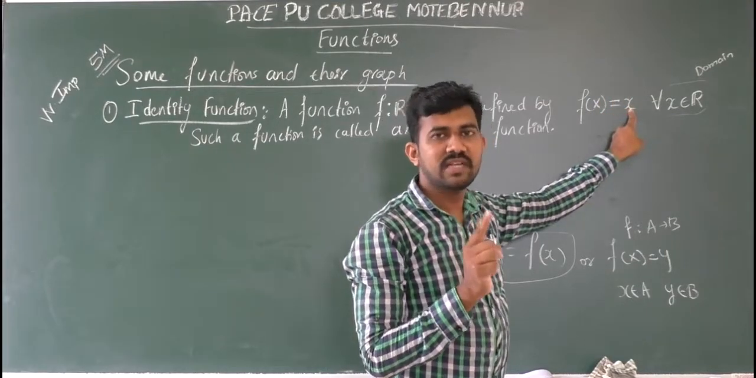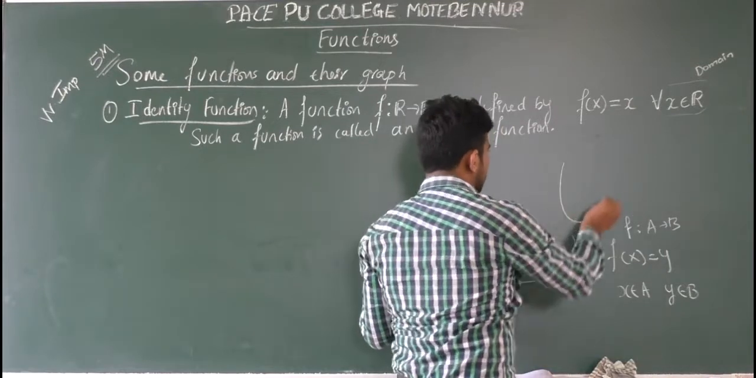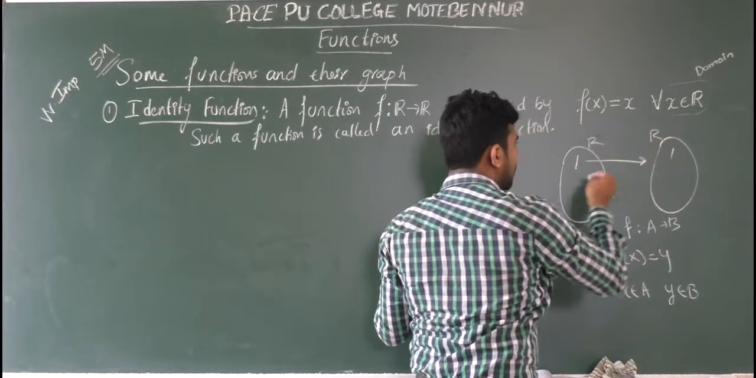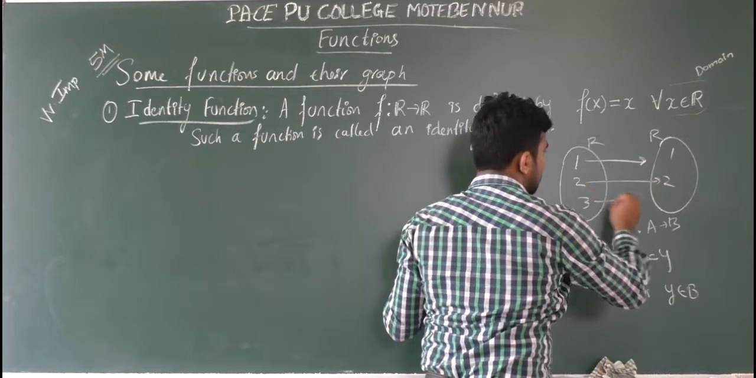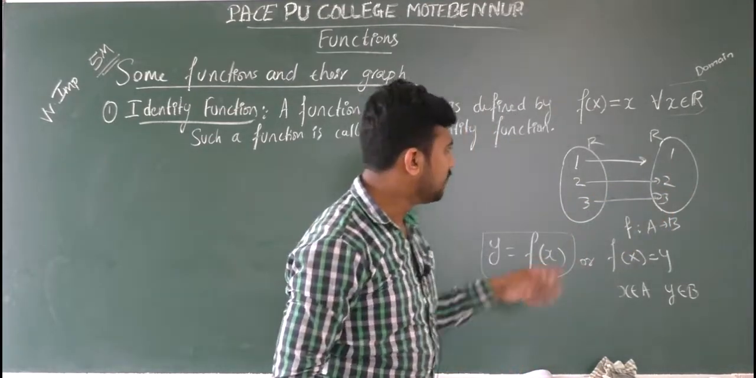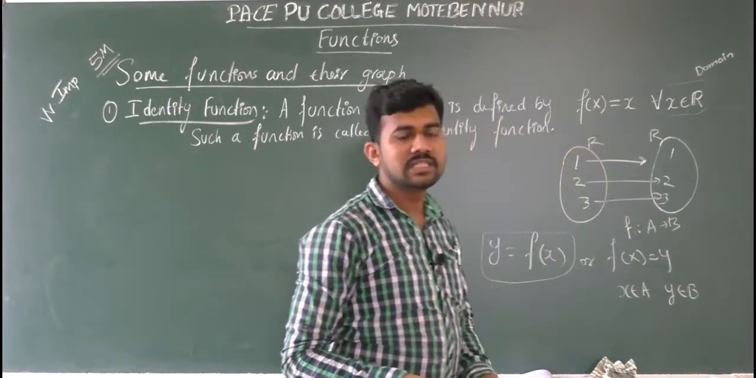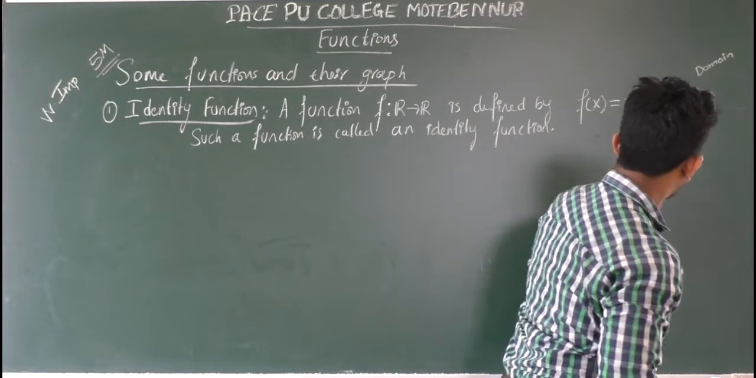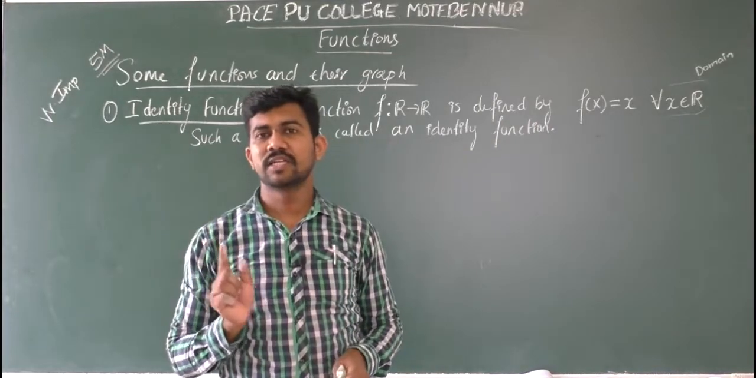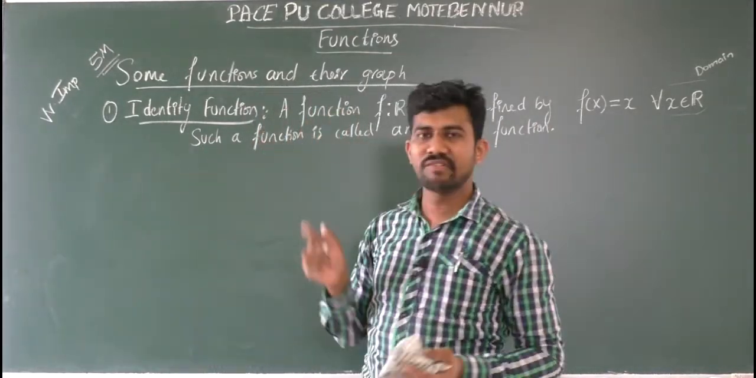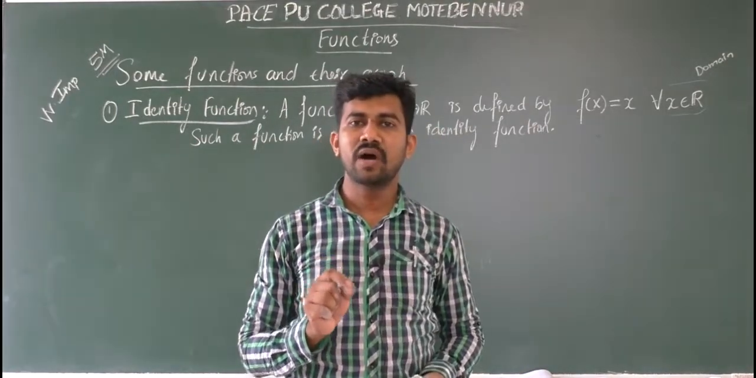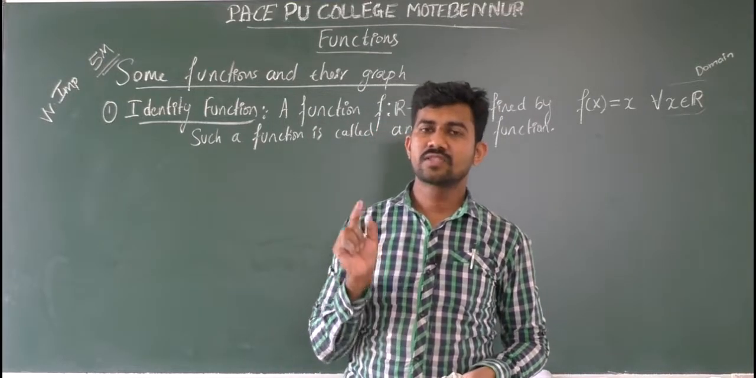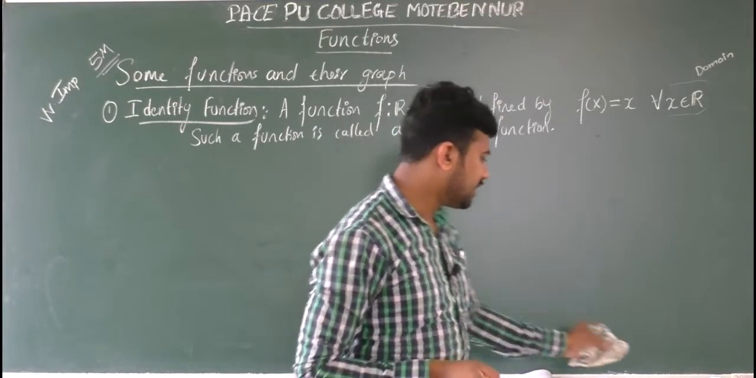That element itself. For example, the image of 1 is 1, because both sets are real numbers. The image of 2 is 2, the image of 3 is 3, and likewise for every element. The same image is obtained, and such a function is called an identity function. That is the definition. A function f from R to R defined by f of x is equal to x for all x belongs to R is called an identity function.